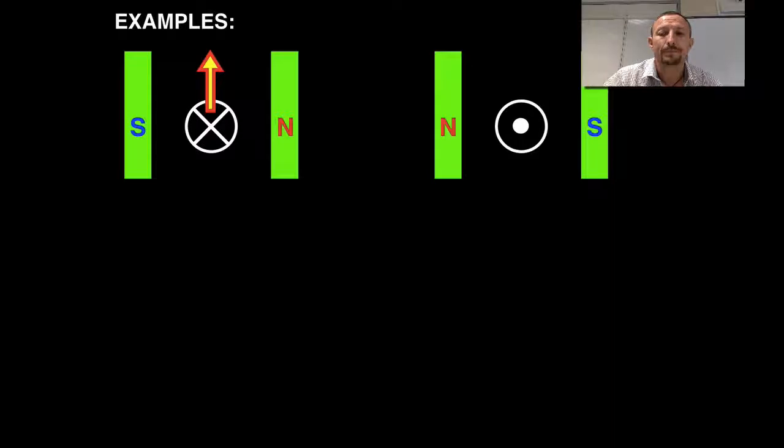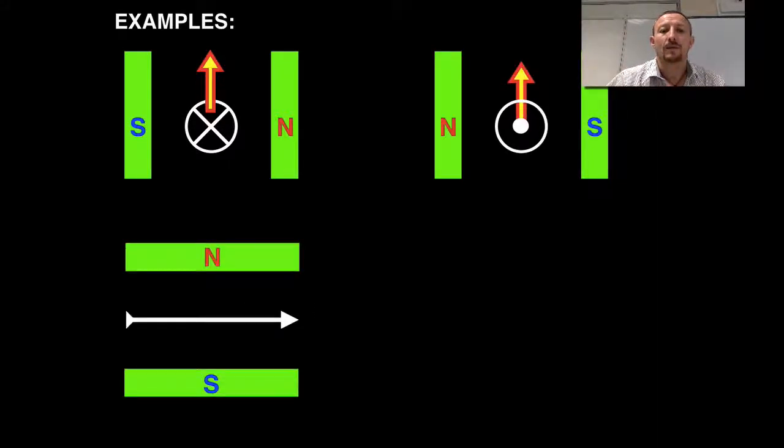Try this one. Okay, in this case, our current is coming out of the page, so our thumb is pointing towards us. The magnetic field is running from north to south, which means the palm is facing up, which means, again, we've got to have the force going upwards.